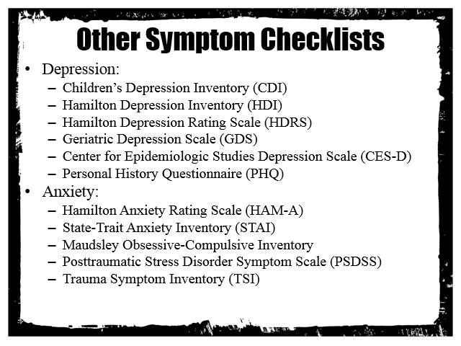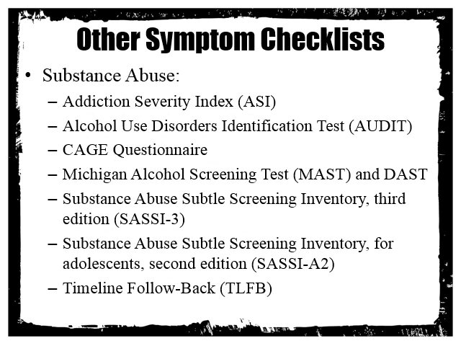Then there's an OCD inventory that's sometimes used, called the Maudsley. There's the Post-Traumatic Stress Disorder Symptom Scale that's used for trauma, and the Trauma Symptom Inventory. Both of those are used more for trauma than for anxiety, but you should know about them. For substance use problems, there's a variety of symptom checklists that exist out there.